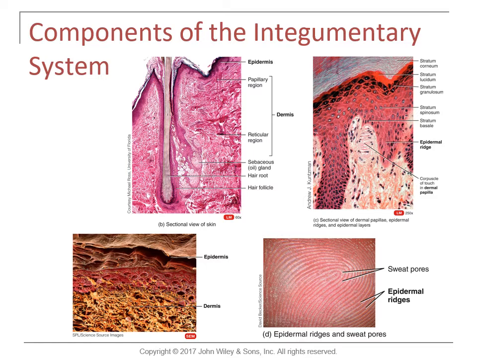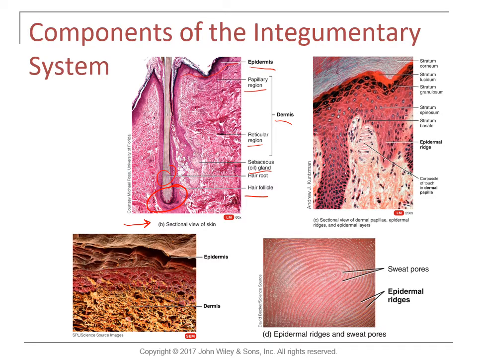Components of the integumentary system. If we look at the first figure here, we have a sectional view of the skin 60 times magnified under a light microscope. Here we can see the layers of the skin. Here we have the epidermis, the top layer, and then we have the dermis. Like we said, the dermis is divided into two layers: the top thin layer, which is the papillary region, and the bottom layer, which is thicker, the reticular region. Then here we have the sebaceous glands, the hair root, and the hair follicle.